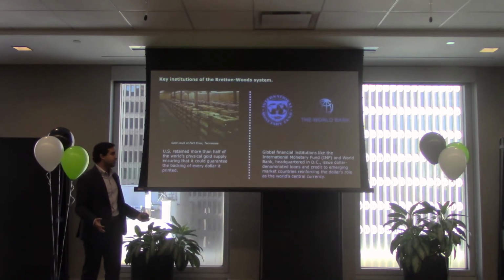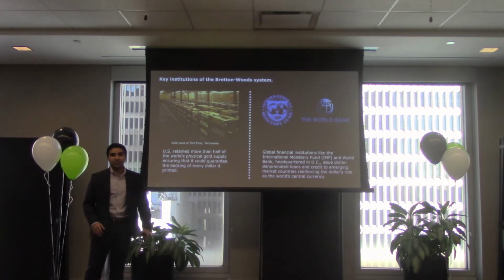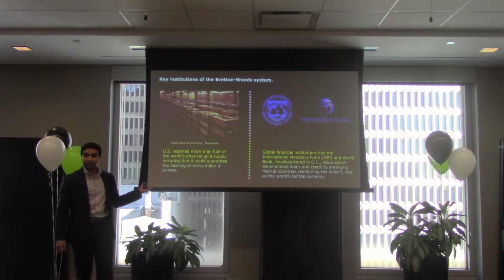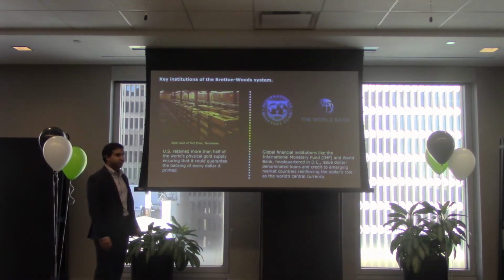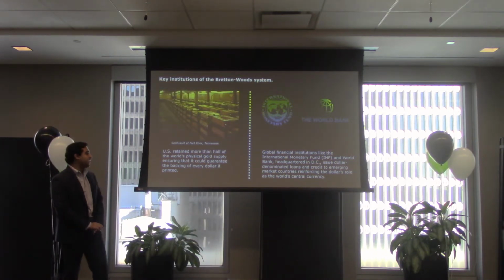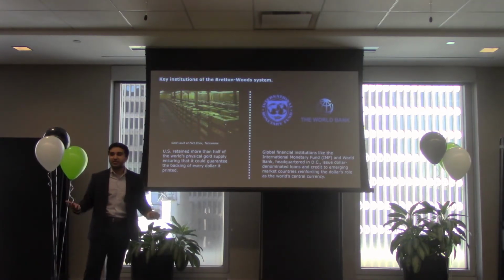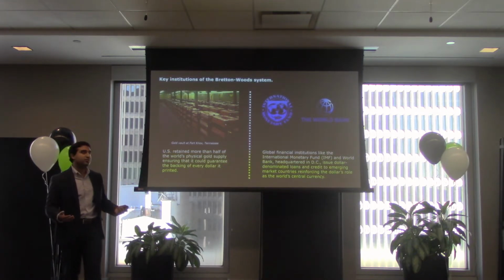And the system worked for a couple reasons. One of which is that the US at the time had over half of the world's gold supply, and it was stored at places like Fort Knox up in Tennessee, as well as the Federal Reserve Bank of New York. And the US, having that much gold, basically allowed the US to give a guarantee to the rest of the world that every dollar that it printed could be backed by its weight in gold.